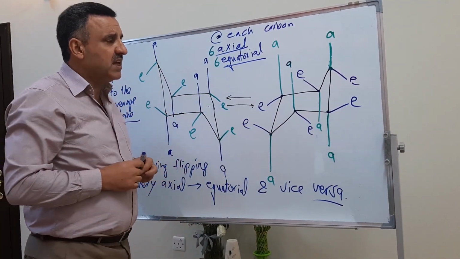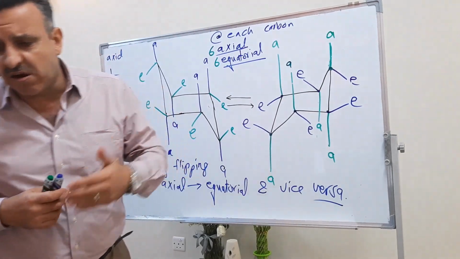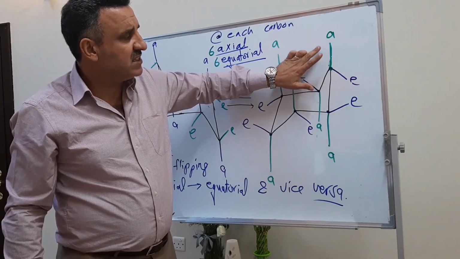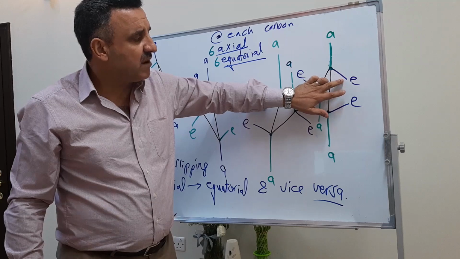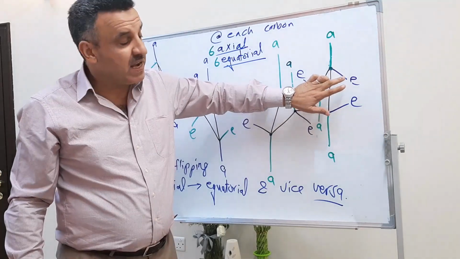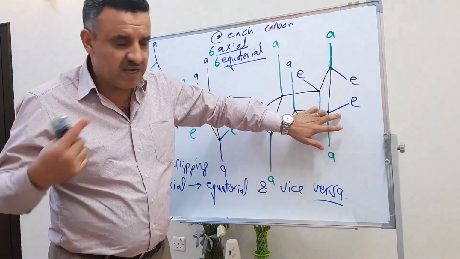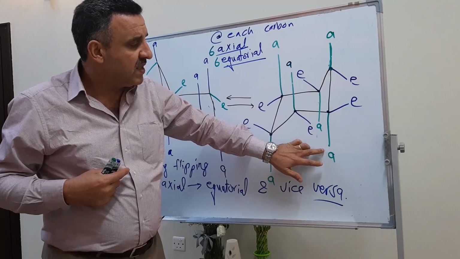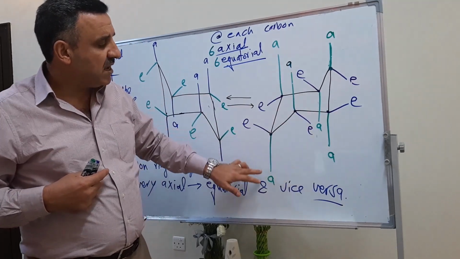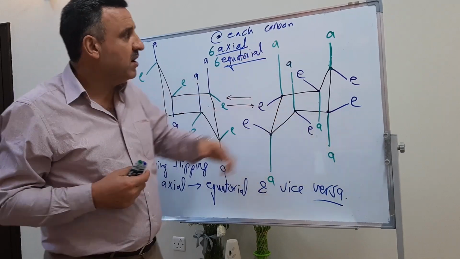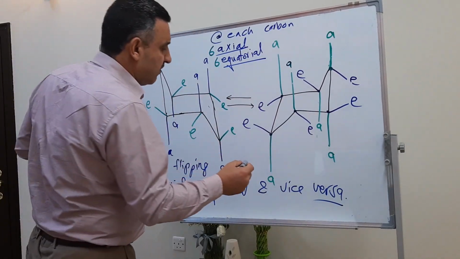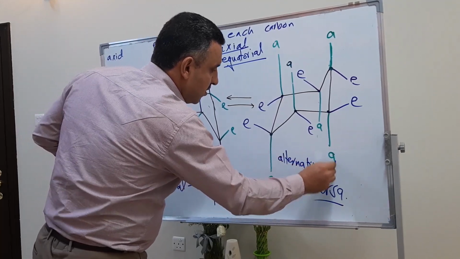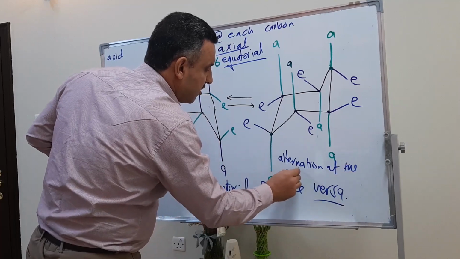The most important thing here is that we have alternating orientation of the bonds. In other words, if this axial here is above the plane, then the equatorial here will be below the plane. The next carbon must be fully opposite. If the axial was above, the axial on the next carbon will be below, the next will be above, the next below, and so on. So we always have alternation of the orientation of the bonds.